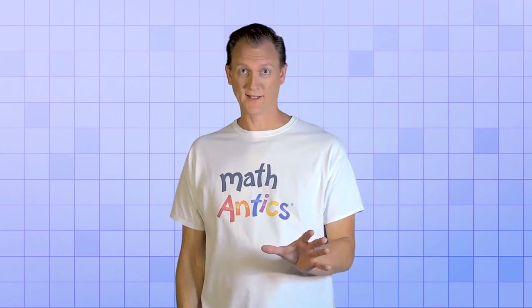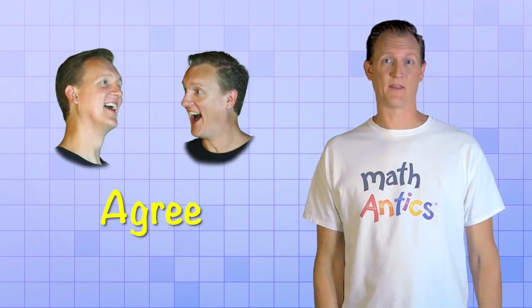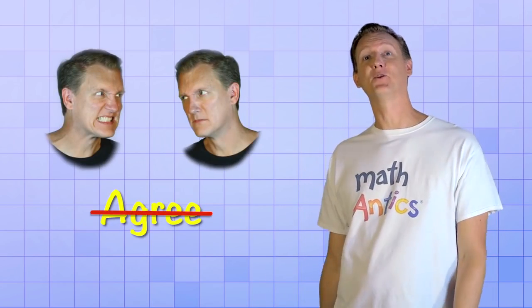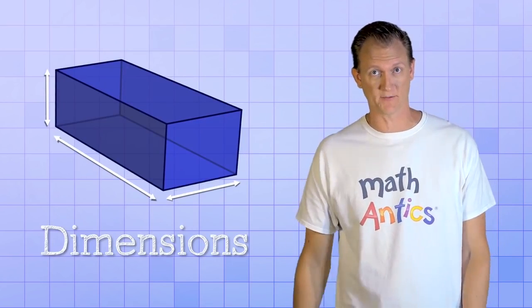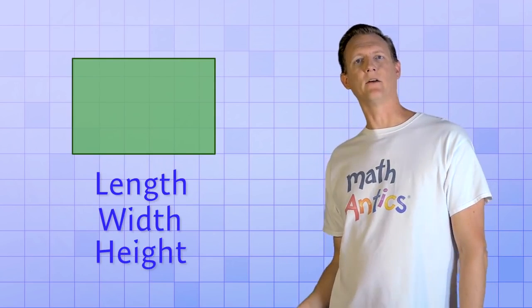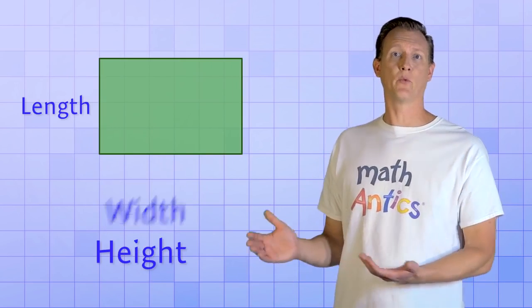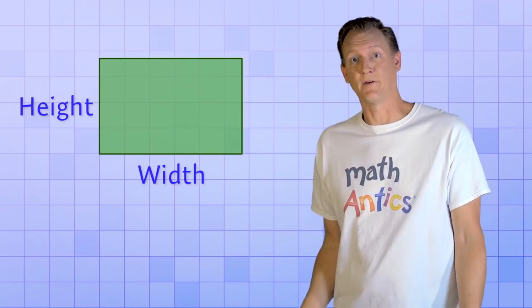But before we do that, I want to quickly mention something important about terminology, or the words we use to describe things in math. Most of the time, people agree on what to call things in math, but not always. And that's especially true when it comes to the words that we use to describe the dimensions of geometric objects. Take the words length, width, and height, for example. If I have a rectangle, I can name its two dimensions length and width, like we did in the area video, but I could also name them width and height if I wanted to.